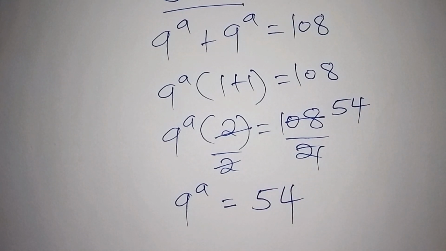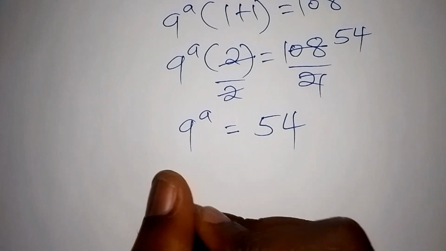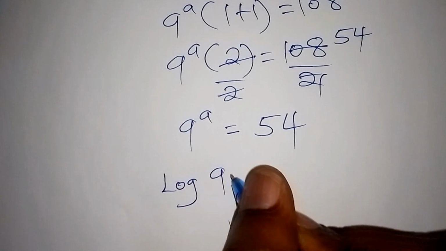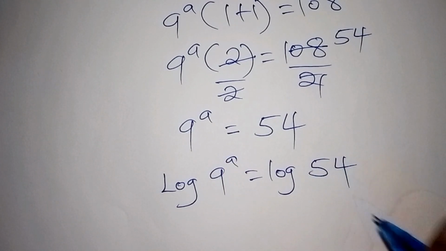In this case it will be difficult for us to express 54 as a whole number power of base 9. So what we shall do is introduce the log on both sides. We end up with the log of 9 to the power of a is equal to the log of 54.